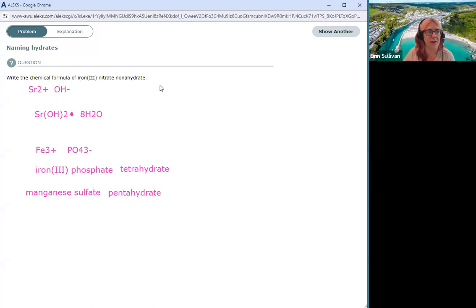Here we go. Iron 3 nitrate nonahydrate. Okay, so iron 3, Fe3+, and then nitrate is NO3-, so we know it's going to be Fe(NO3)3, there's going to be 3 of them, and then the nonahydrate is going to be 9 waters, and then I'm going to have my little dot thing in between. So that would be Fe(NO3)3·9H2O, the iron 3 nitrate nonahydrate. There you go. You can do it too.